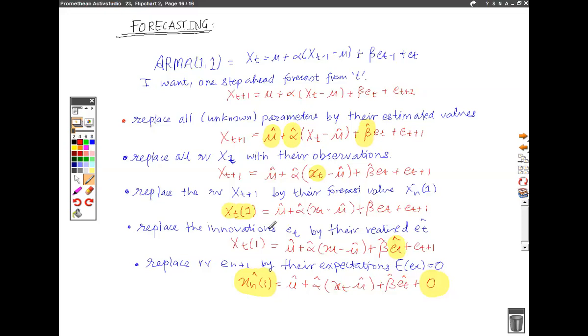And then again, you replace all the innovations that you know up until now by the values that they have realized. So you just put a hat upon the variable. And the random variables which you haven't yet observed, the error terms, you replace by their expected values, which is of course 0, because you assume that the error terms are a 0 mean white noise process. So you have to take that into consideration.